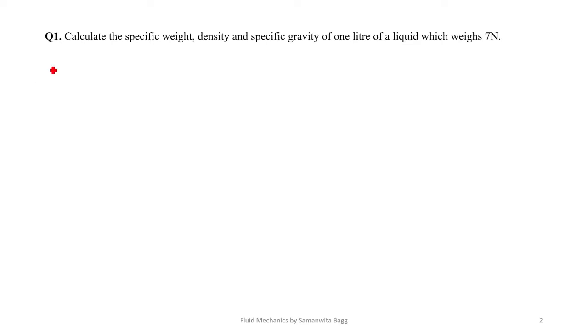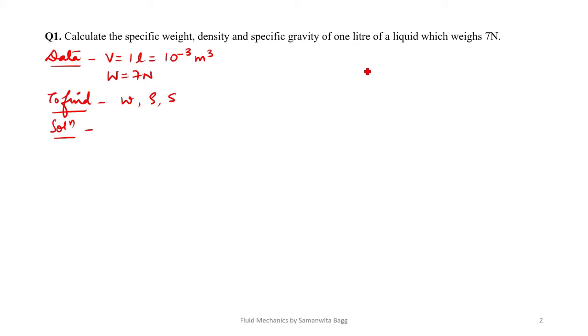Calculate the specific weight, density and specific gravity of 1 liter of a liquid which weighs 7 Newton. So the volume is given as 1 liter. This can be converted into meter cube. 1 liter is 10 raised to minus 3 meter cube. Next, weighs 7 Newton. When it is said weighs, it means the weight is given as 7 Newton. I need to find specific weight small w, density rho and specific gravity s.